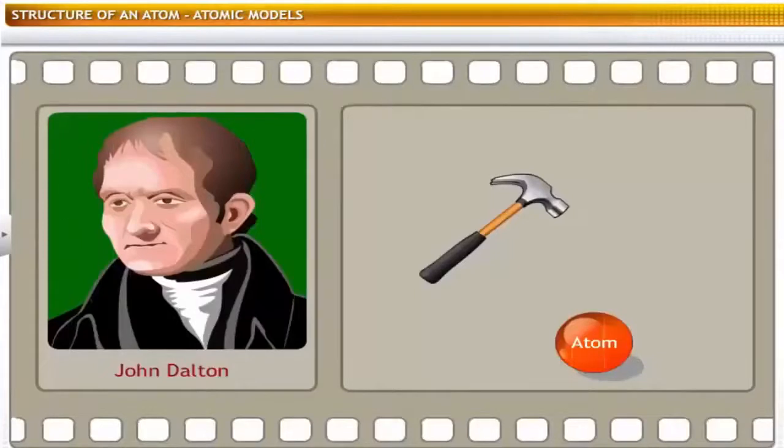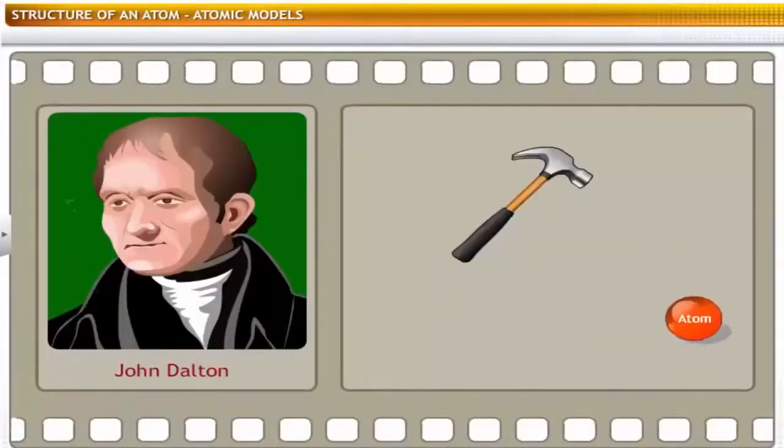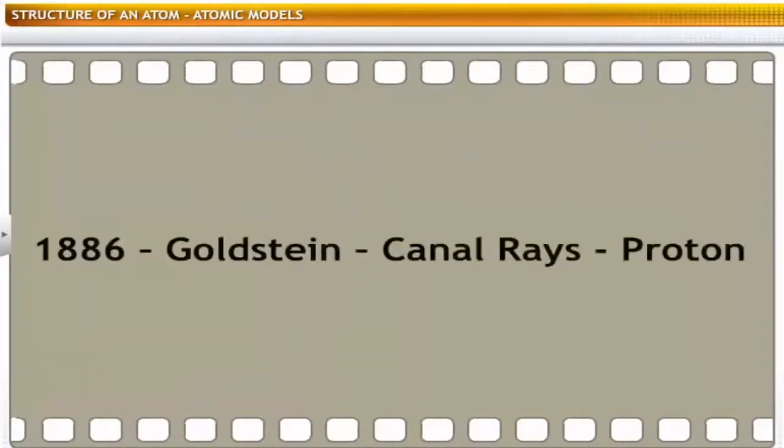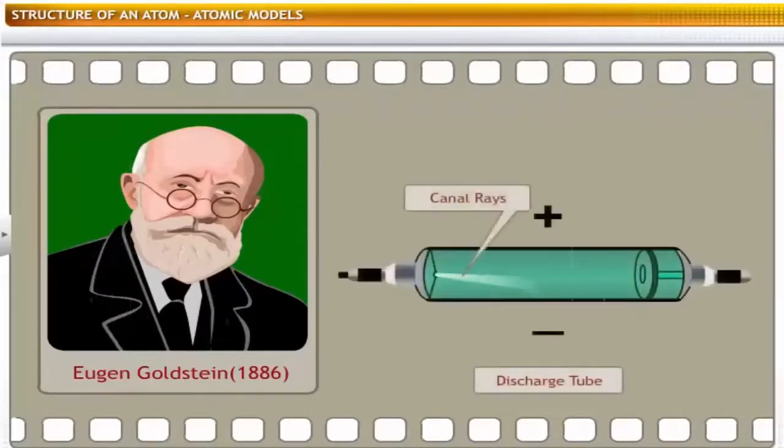Dalton's atomic theory stated that an atom was indivisible and indestructible. However, in 1886, Goldstein came upon positively charged radiations in a gas discharge, which he termed canal rays. These radiations led to the discovery of the proton. The mass of a proton was about 2,000 times that of an electron, and it carried a positive charge.